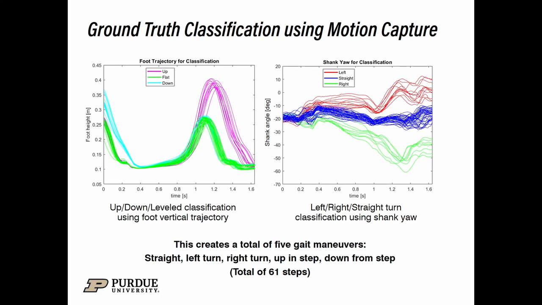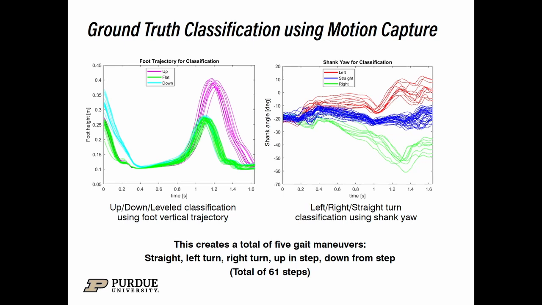For any classification experiment, we must have a ground truth, which in this case is the type of step maneuver that we are performing. I performed 5 different gait maneuvers: a straight walk, a left turn, a right turn, a step up, and a step down. To efficiently label all of these trajectories, I took the vertical foot displacement and created 2 thresholds, one at the beginning swing phase and one at the ending swing phase.